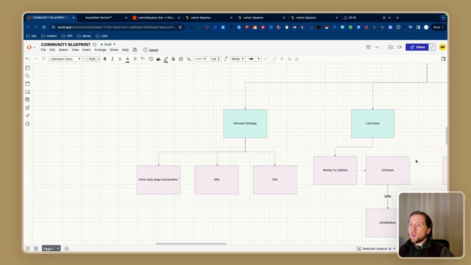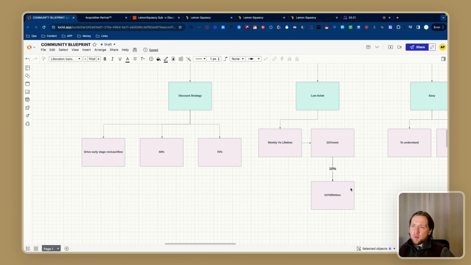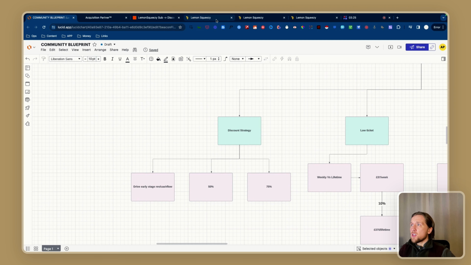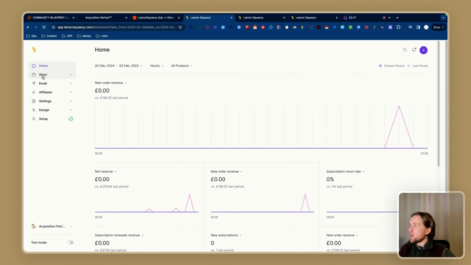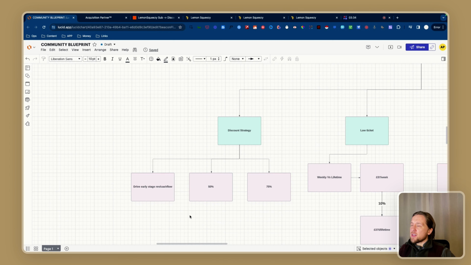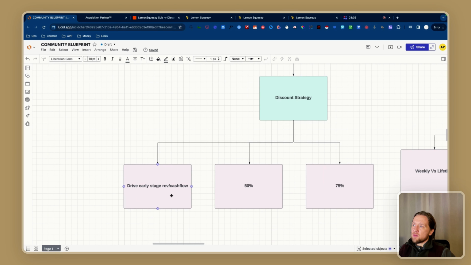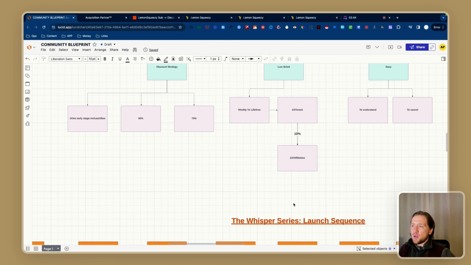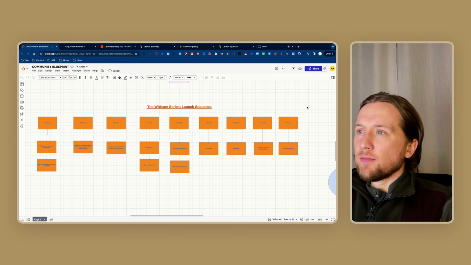So once you've got your prices set, you've got your weekly price and your lifetime price, what you want to do is introduce some discounts. It's very easy to create discounts in Lemon Squeezy. You just have to go here in the tabs on the left-hand side. But in order to drive that early stage revenue and cash flow generation, create 2 discounts, a 50% and a 75% discount. We're going to leverage these in a moment when we talk about the Whisper series.